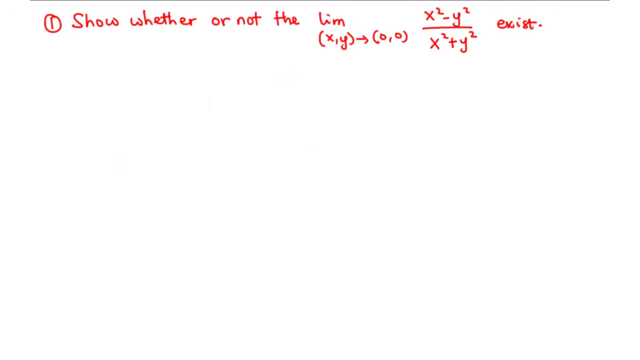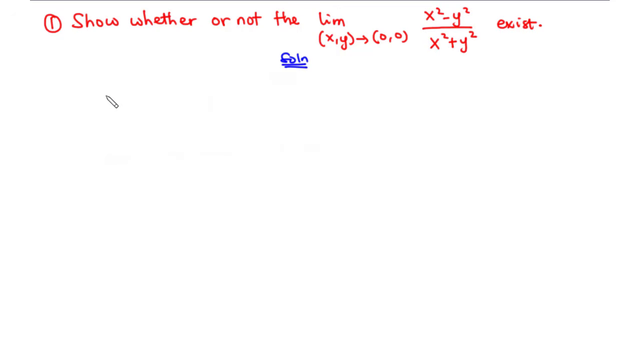So for example 1, we are going to show whether or not the limit of this function as (x, y) approaches (0, 0) exists. Now let's try to solve this example together. The first thing we need to understand is that direct substitution and the method of factorization are not going to work for this function.